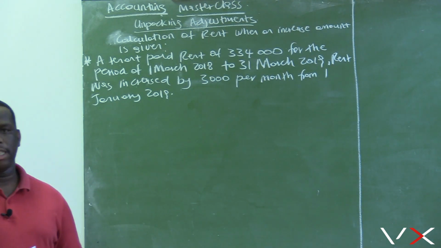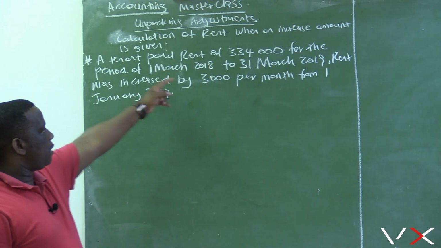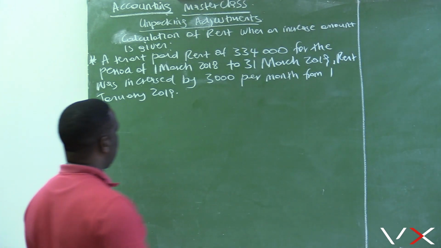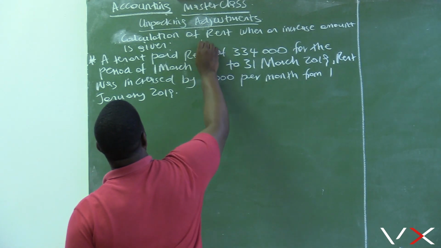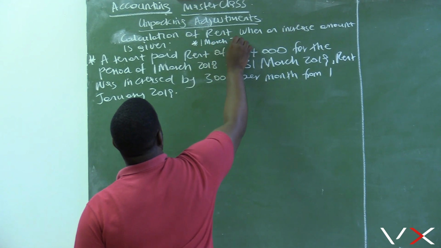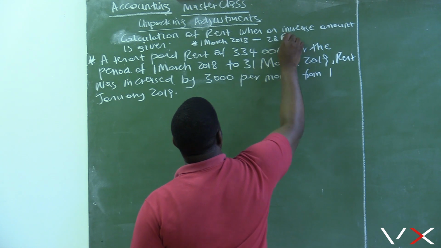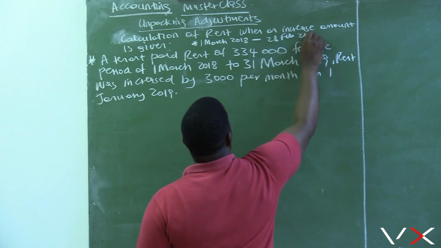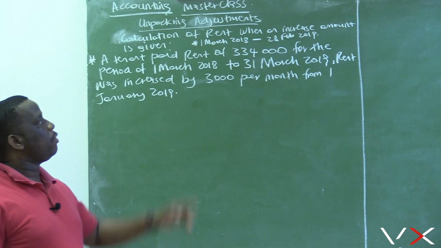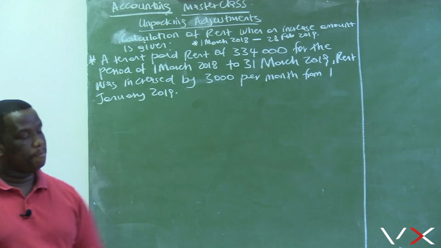If you look at this adjustment, the accounting period starts on the 1st of March 2018 and it ends on 28th February 2019. The accounting period is the period of 12 months. So it starts on the 1st of March 2018 to 28th February 2019.